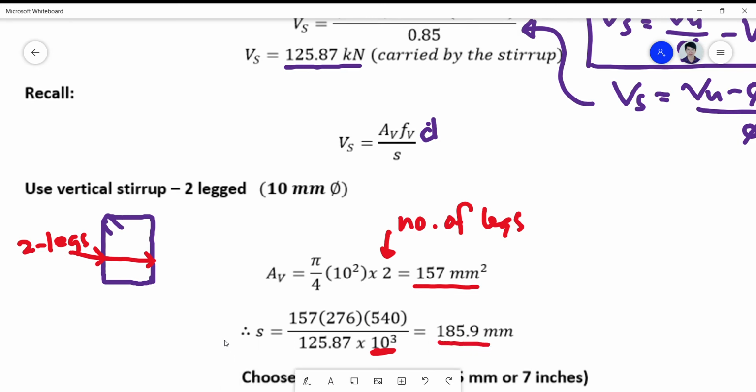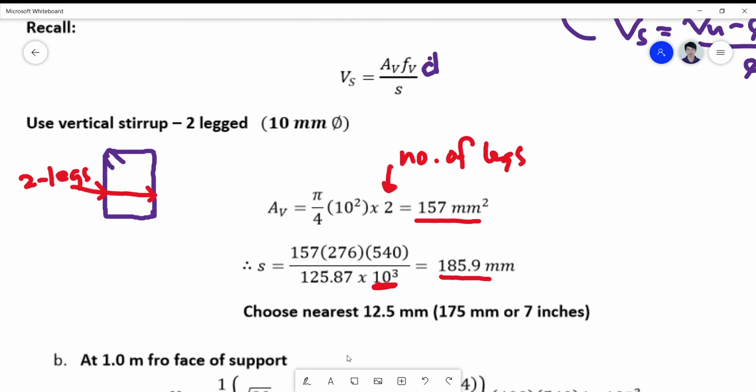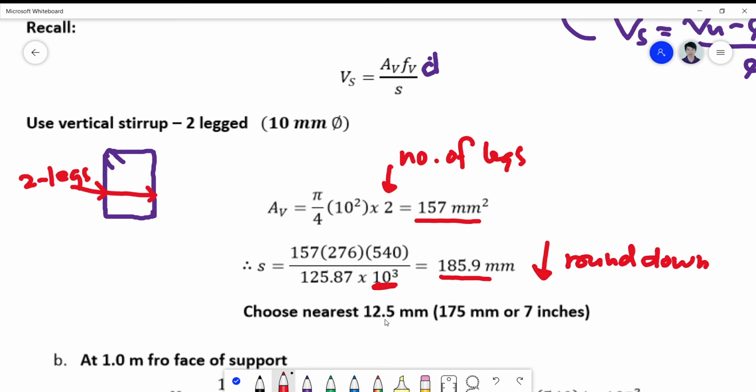Of course, the spacing must be chosen to a comfortable value for ease of execution. So you round it down. When you are rounding spacing, you round it down to the nearest 12.5 millimeter, or 1/2 inch. So this is 185. The nearest 12.5 mm here is 175 millimeter, or 7 inches. This 12.5 is 1/2 inch if you are using an inch unit, an English unit.